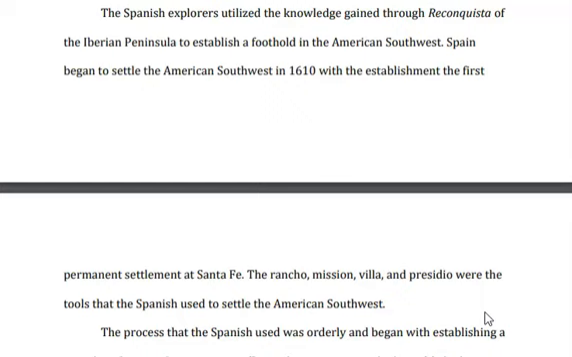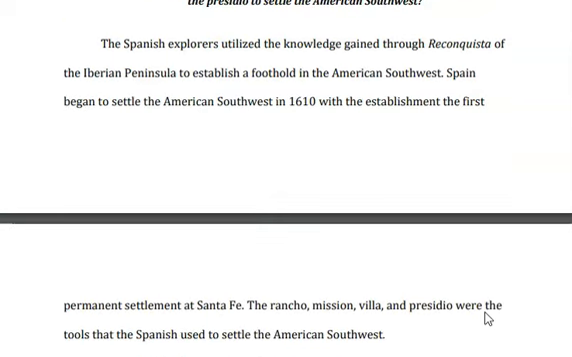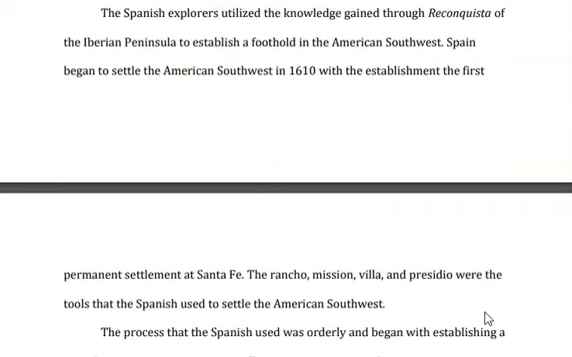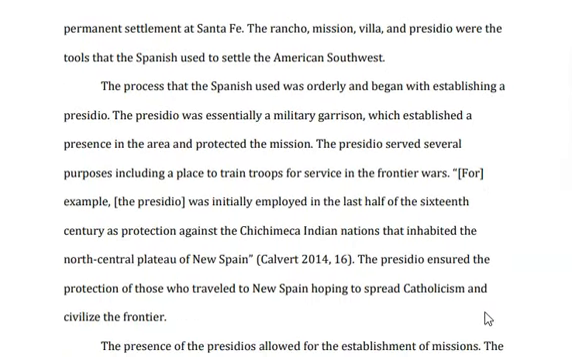So you guys, I've introduced what I'm going to discuss in this essay, but I have not yet answered the question, because the question asks, discuss how the Spanish used the Rancho, the Mission. I've just told you that they did use them. So this is just my short introduction to get you ready to know what you're going to be reading. Then I launch into my TRIPS format in my first body paragraph.